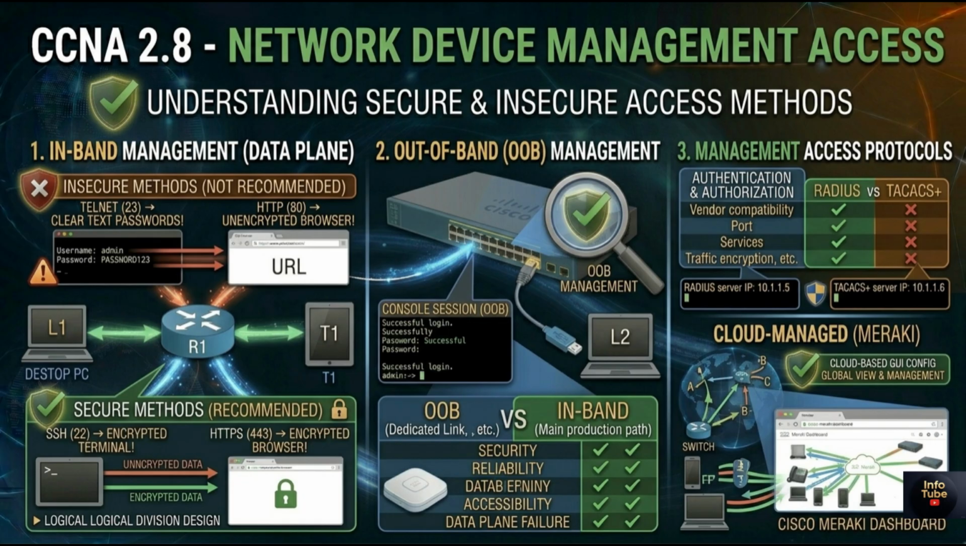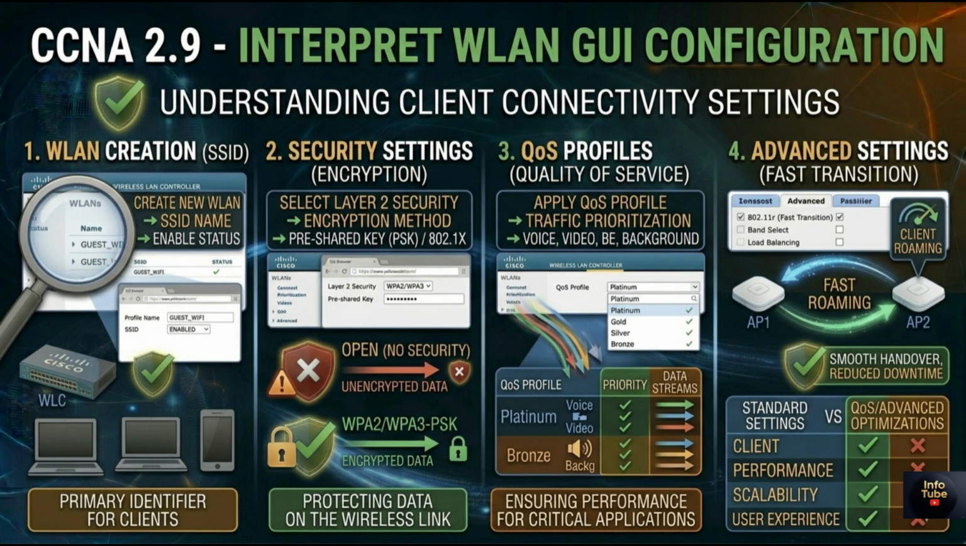Objective 2.9. Wireless LAN GUI configuration. When you log into the WLC web interface to set up a new Wi-Fi network, there are four main areas to look at. WLAN creation. This is where you name the network and give it an SSID. Security settings. This is where you choose your encryption, like WPA2 or WPA3, and set the password.